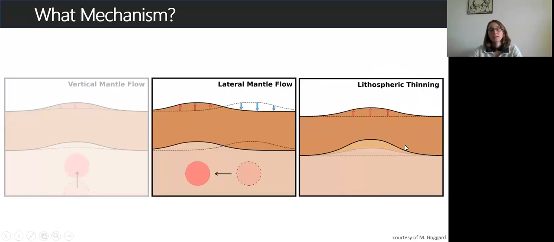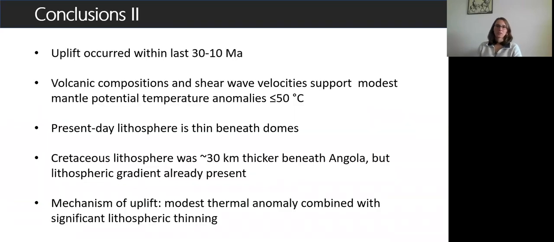And really the main mechanism for this uplift seems to be lithospheric thinning. And in the case of Angola, we've got direct evidence of lithospheric thinning occurring between the Cretaceous and the present day. But also interestingly, there was basal lithospheric topography even back in Cretaceous time, which might have focused mantle flow, and then that could have facilitated further erosion and thinning of the base of the lithosphere, perhaps. So I think I've said all of that.